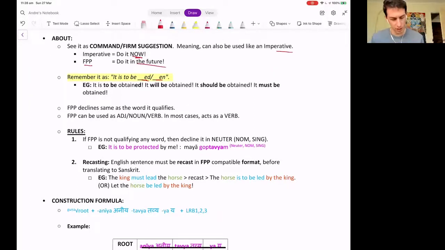I usually just stick with it is to be obtained, okay? But you can also choose these other options if you were to translate. But stick with one. It is to be obtained. Or it will be obtained. It should be obtained. It must be obtained. It declines as the word it qualifies.